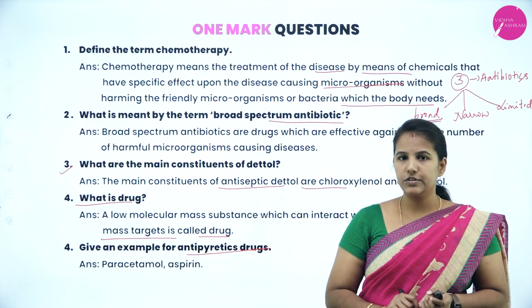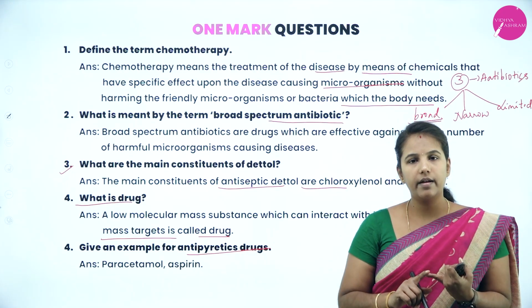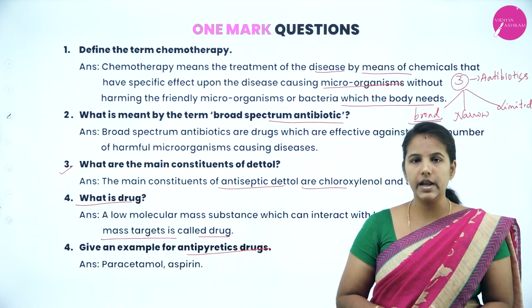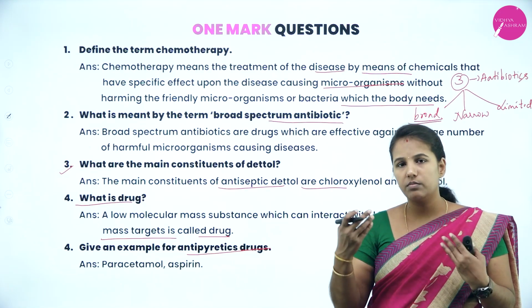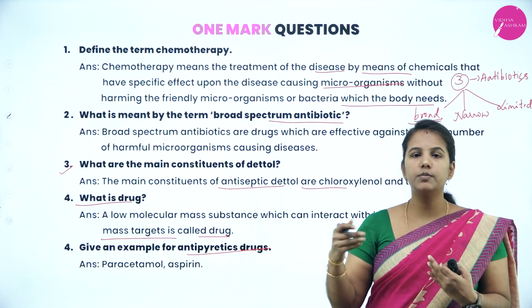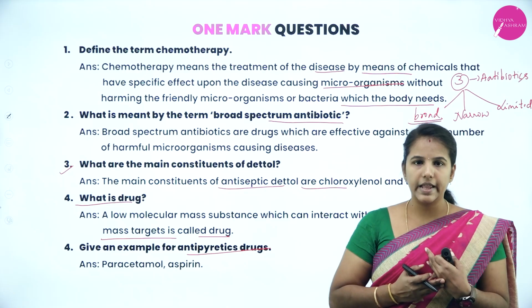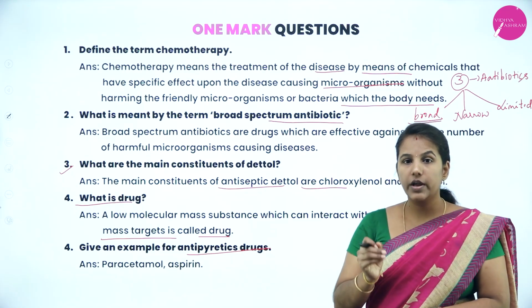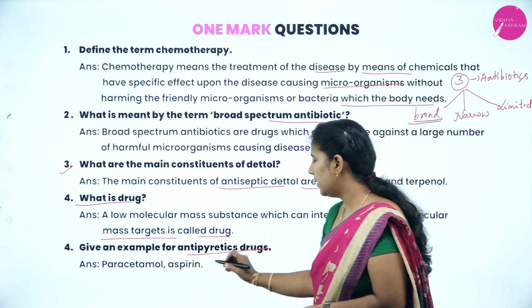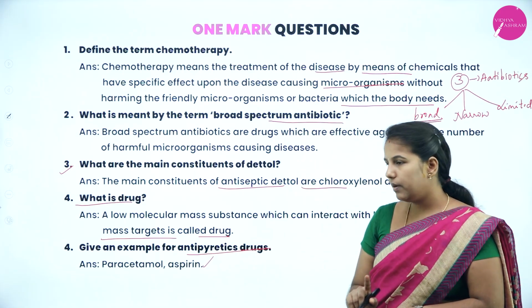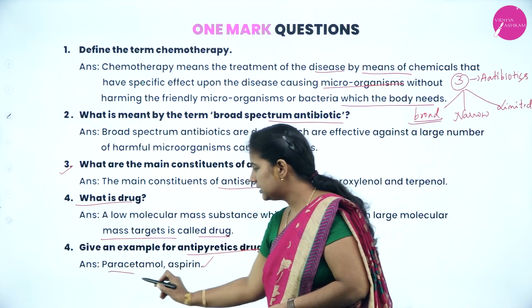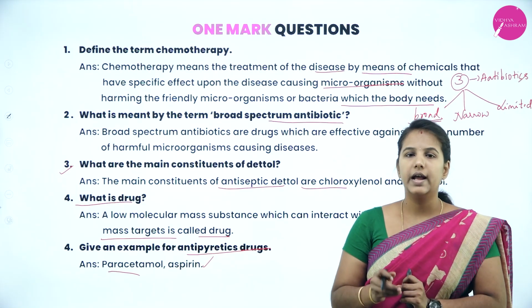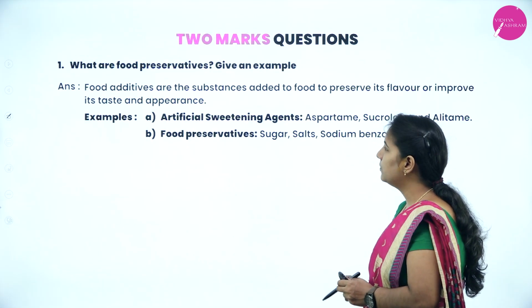Give an example for antipyretic drugs. First of all, you must know what antipyretics are. Antipyretics are the drugs which we take to reduce body temperature. Correct? When we have fever, the body temperature can increase up to 105, 110 like that. In order to reduce the body temperature, we take antipyretics. Examples are paracetamol and aspirin. And remember, paracetamol is the only drug which we use as both analgesic as well as antipyretic. We'll see this with the 2 mark question.